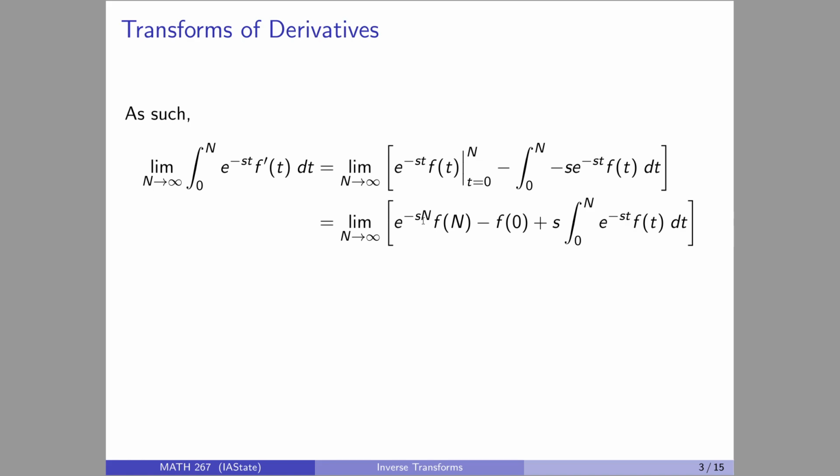What about this term? Well, we need to make decisions about what s needs to be in order for this to go to 0. And we have to assume some things about f, so that f of n does not overpower e to the negative sn. So this term, I want to go to 0, obviously, because I have e to a negative, and I would like that to go to 0. But at this point, there are some decisions that need to be made.